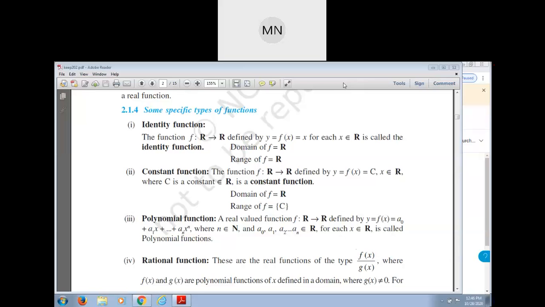Okay, then let me start. In the previous class, we discussed function. Do you remember it?